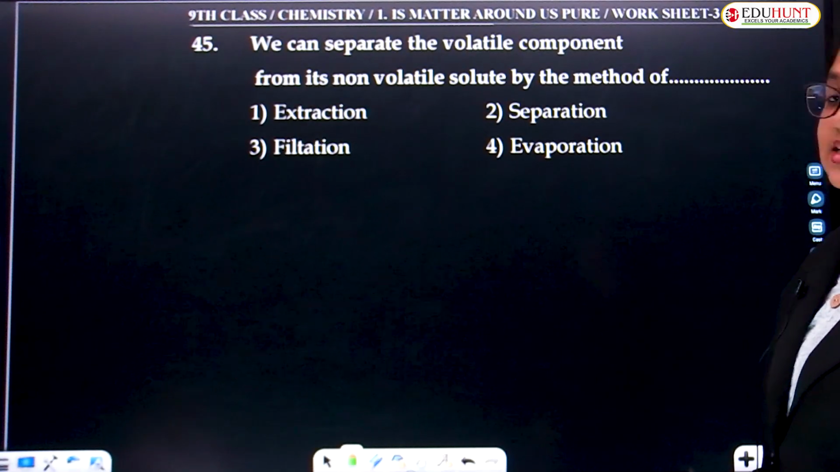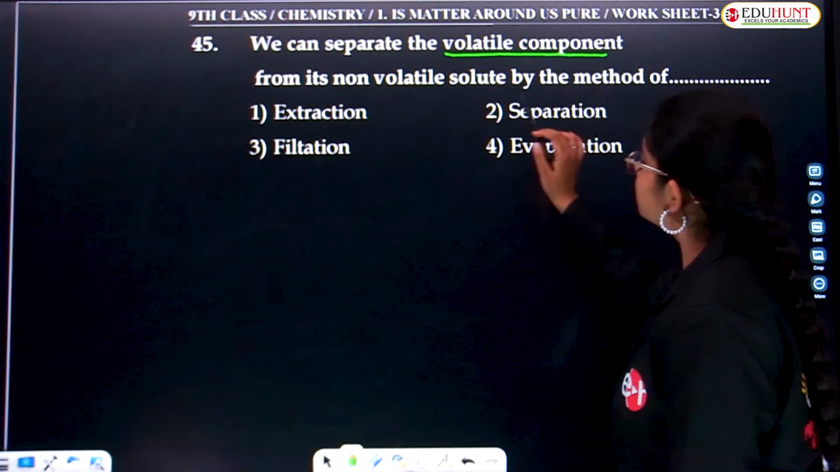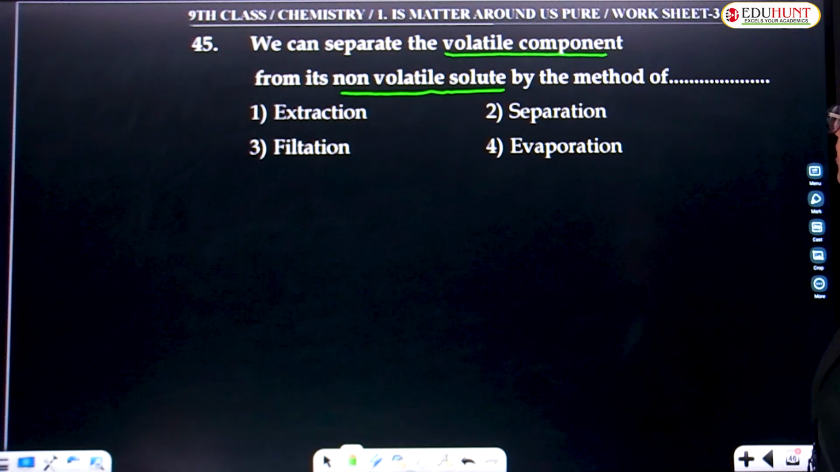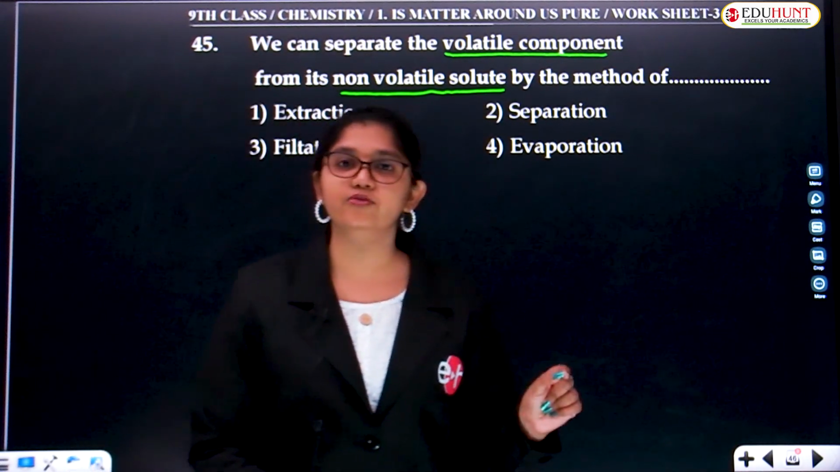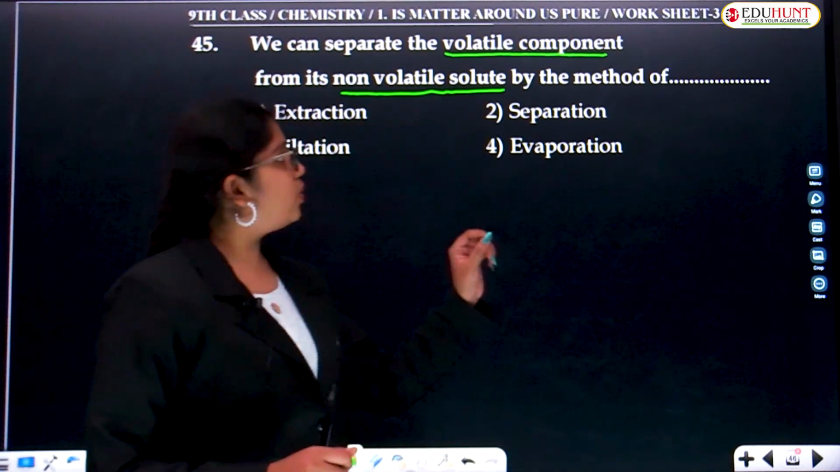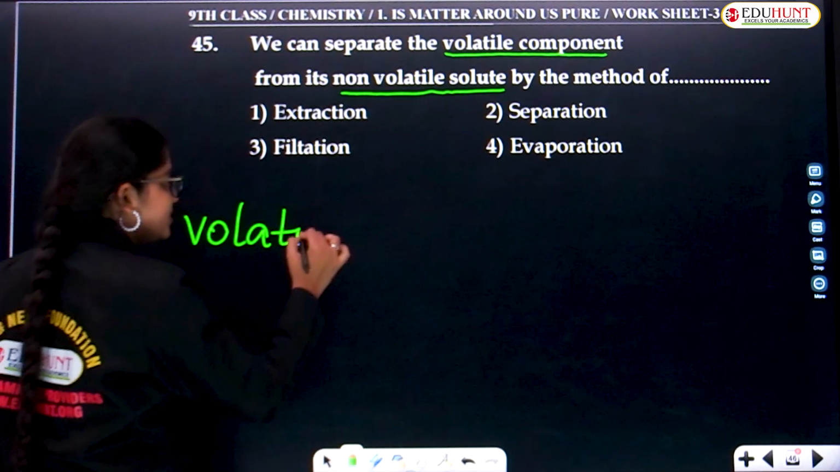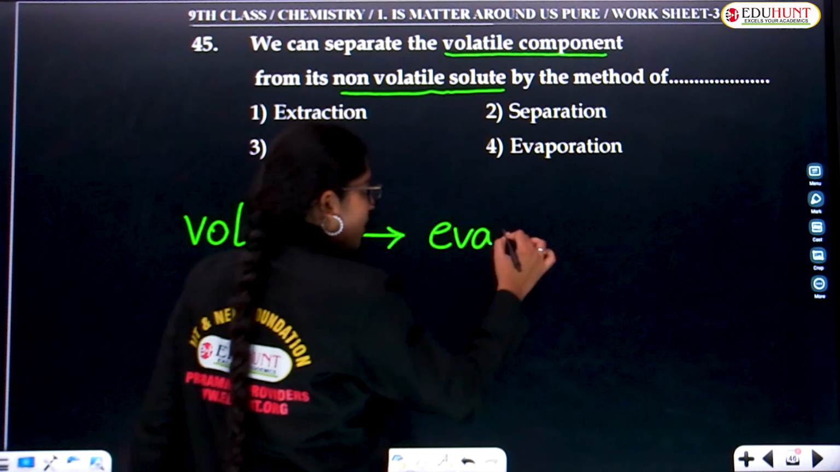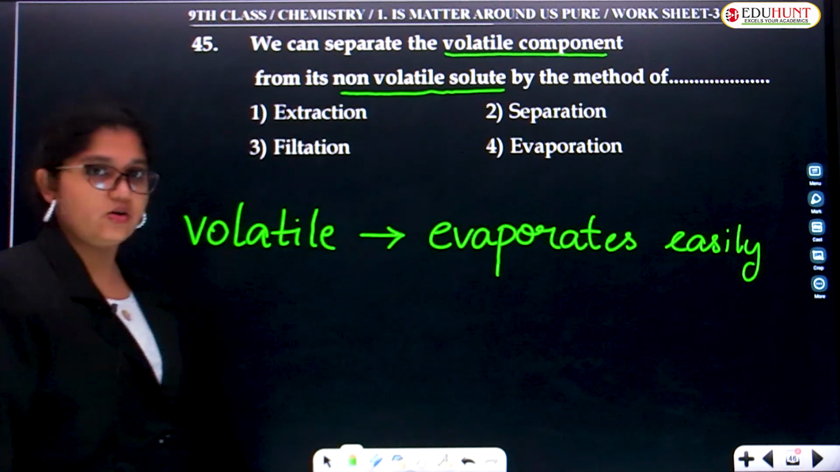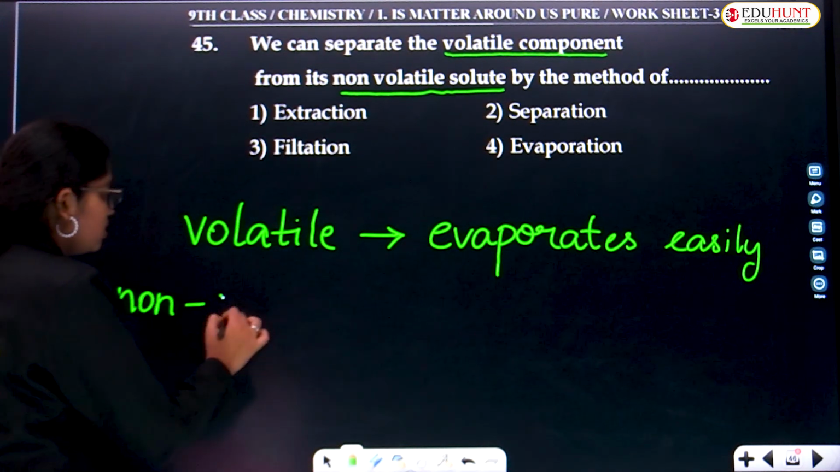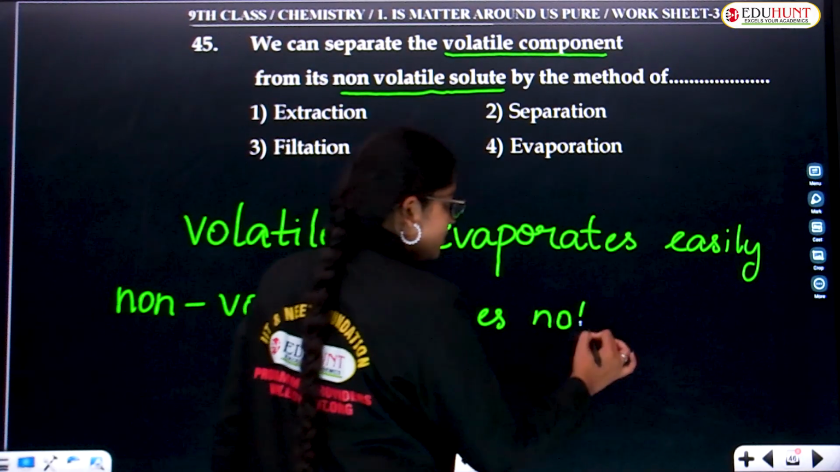The 45th question. We can separate the volatile component from its non-volatile solute by the method of. How can we separate, children? We discussed in the experiment how to separate a dye, a colored component, from blue ink or black ink. What is the meaning of volatile component? Volatile component means which evaporates easily. Evaporates easily are known as volatile components. Now, what is non-volatile? Quite opposite, which does not evaporate easily. Very good.